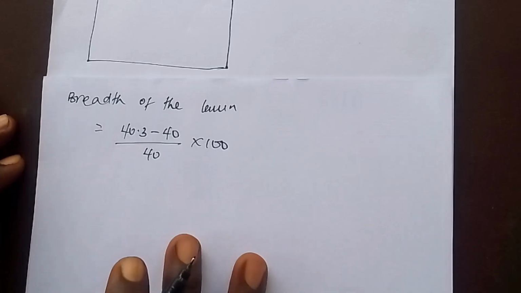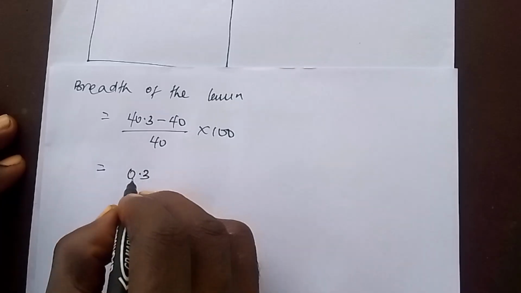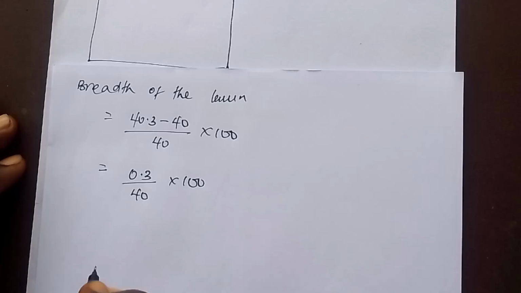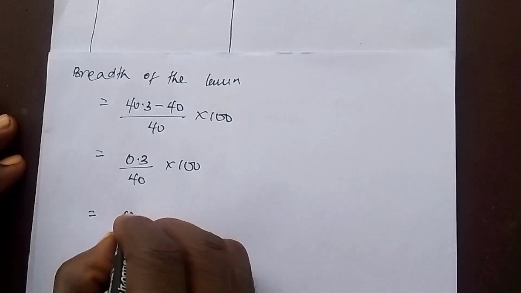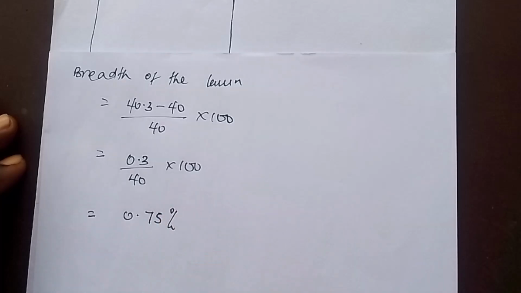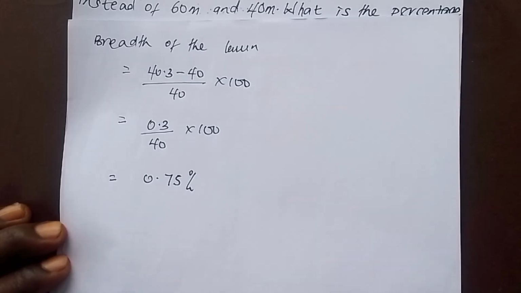So this is 0.3 on 40 multiplied by 100, which with our calculators is 0.75%, which is the error in the breadth of the lawn. So let's continue with the second one, which is the perimeter of the lawn.